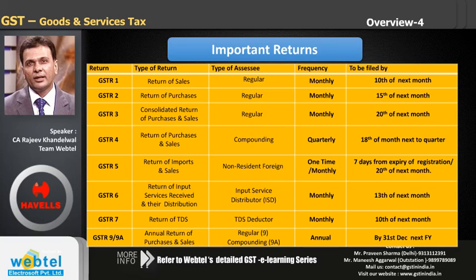Besides these returns, there are also some intermediate returns like GST-R1A, 2A, etc., which are actually not returns, but from them these final returns, whether it is GST-R1 or GST-R2, are made. When you go into the details, then you will understand what the flow for these returns is.